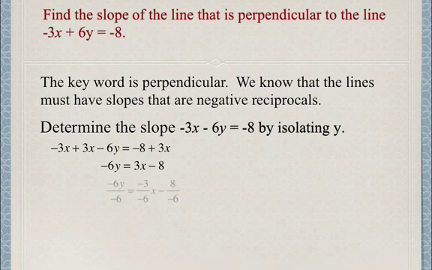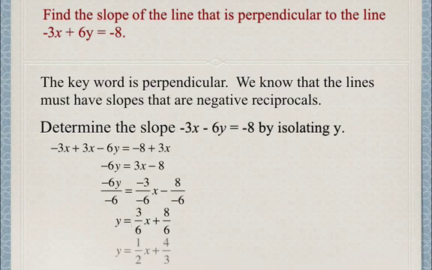And so now what we have to do is divide both sides, everything, by negative 6. And when we simplify, the negatives cancel out in both cases, so we end up with positive fractions, and these fractions can reduce. So 3 over 6 reduces to 1/2, and 8 over 6 reduces to 4 over 3. Now, the slope of this line, y equals mx plus b, is 1/2 because m here is 1/2.